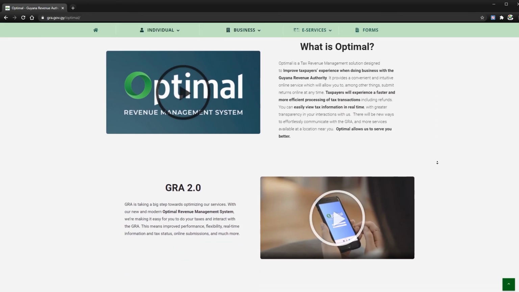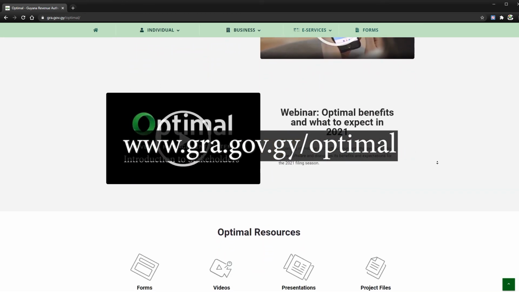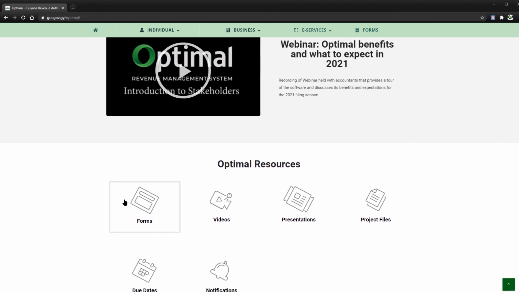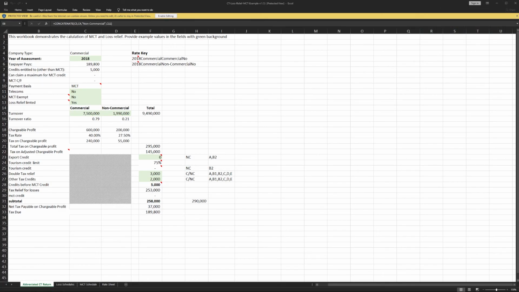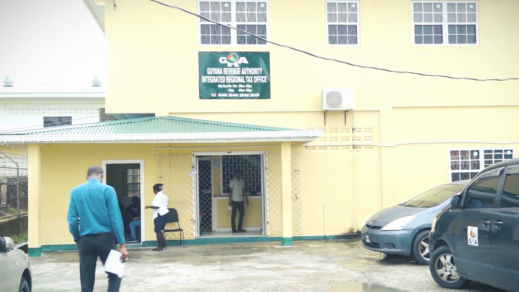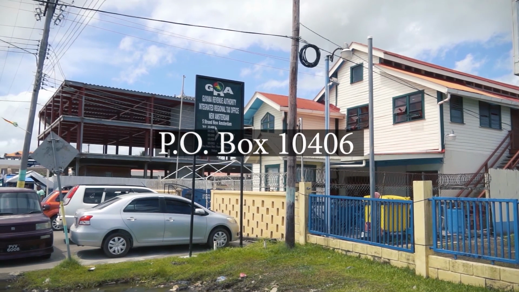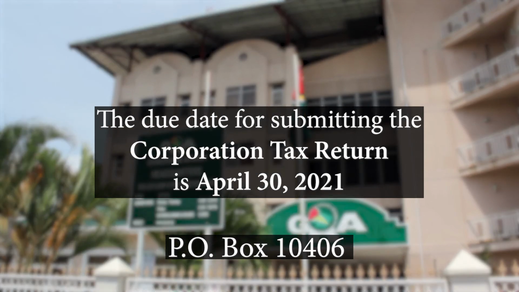Where can I find additional guidance to fill out this form? Guides to this form can be found on the Optimal website, www.gra.gov.gy/optimal. An Excel spreadsheet with the various schedules can also be found here. The return must be submitted with the various schedules and supporting documents. Where can I submit this form? This return can be submitted at any of the GRA's tax offices, tax sites, e-services, or PO Box 10406. And remember, the due date for submitting this return is April 30 of every year.